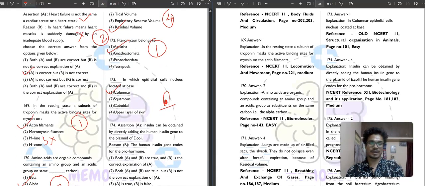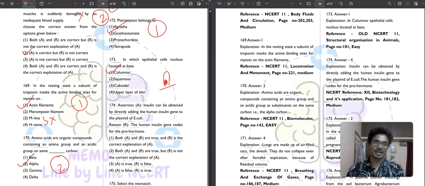Then question number 174. It is saying that assertion: insulin can be obtained by directly adding the human insulin gene to the plasmid of E. coli. No, this is not correct. The reason is saying the human insulin gene codes for the pro-hormone. Correct. Human insulin gene codes for the pro-hormone. So assertion is false but reason is true. Fourth option is your correct answer.